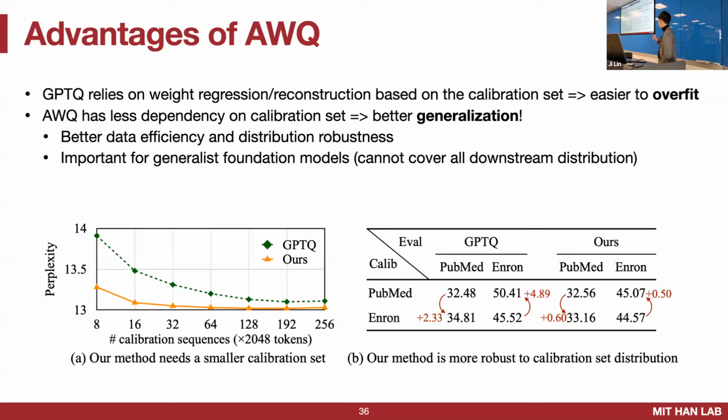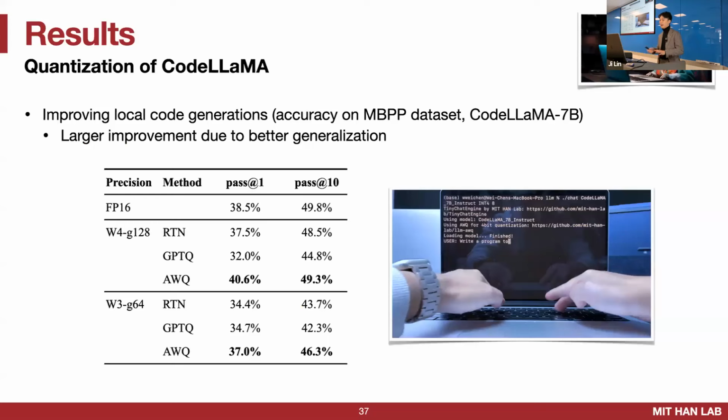If you perform quantization, calibration, and evaluation on the same data sets, both methods work the best in terms of perplexity under this setting. But if you simply change the calibration set and the evaluation set, for GPTQ, we are suffering from a 2 to 5 perplexity increase, while for our method, the gap is only like 0.5. So I believe this kind of robustness to the calibration set distribution is actually quite important for generalist foundation models, because you expect the model to behave well on all kinds of downstream distributions instead of just some holdout tasks.